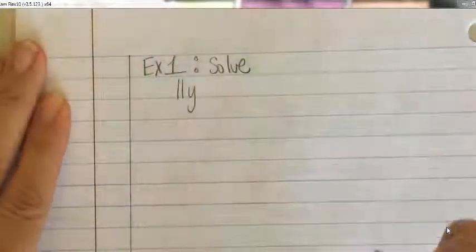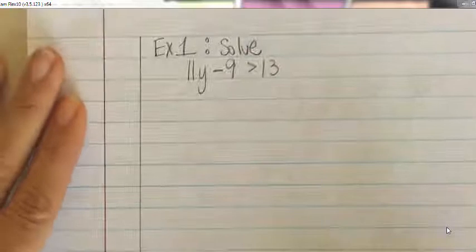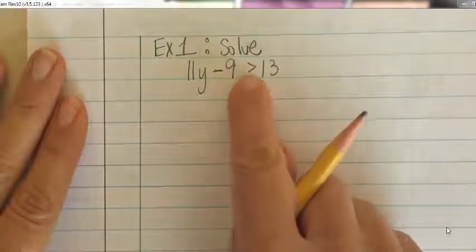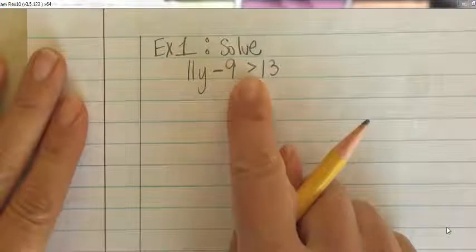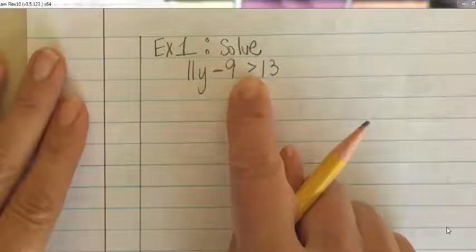So let's do a couple of these. Example 1. Let's solve. How about we'll do 11y minus 9 is greater than 13. So just imagine that that's an equal sign. The only difference is, if I ever divide or multiply by a negative, I'm going to have to flip it.